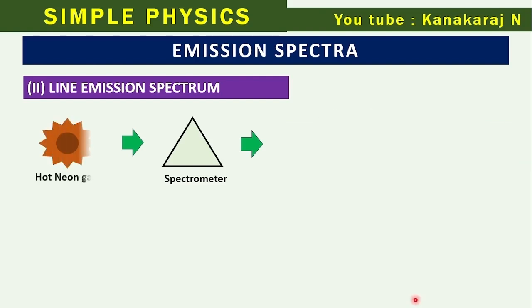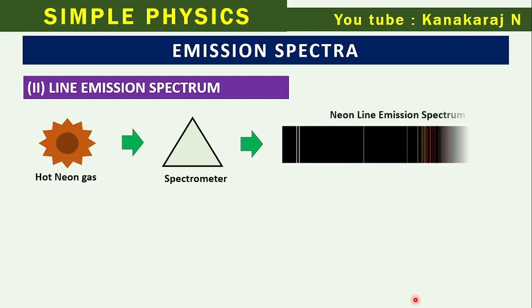Then instead of hydrogen, let us go with hot neon gas. When we check this light with the spectrometer, we get the neon line spectrum. It gives its own characteristic line spectrum.